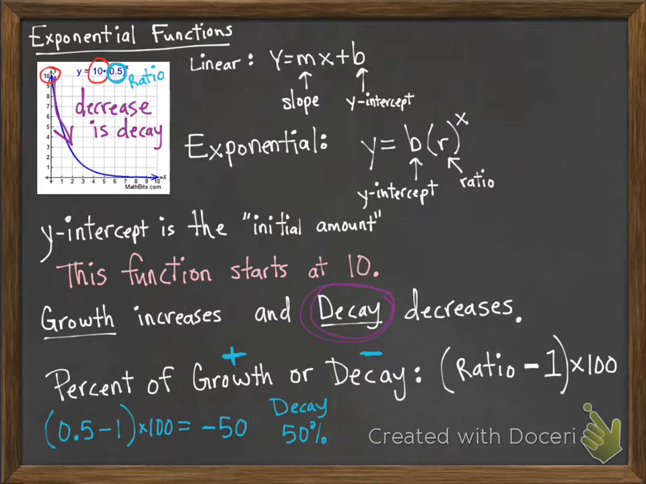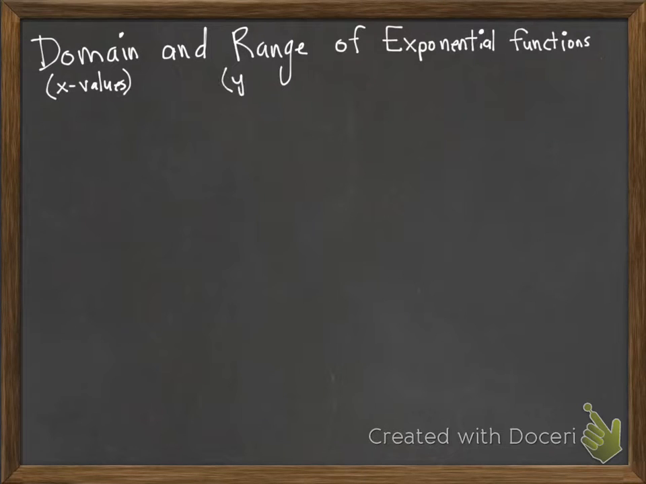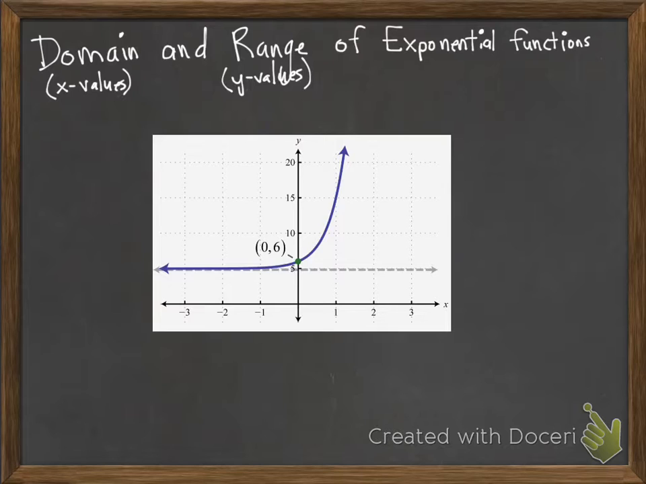The last thing we need to know about exponential functions is how to find the domain and the range. Remember, domain are all the x values, and range are all the y values. When we look at the graph of our exponential function, we have to keep in mind that the x values go from left to right, like the x-axis, and the range of y values goes up or down, following that vertical y-axis. Let's look at the range first.